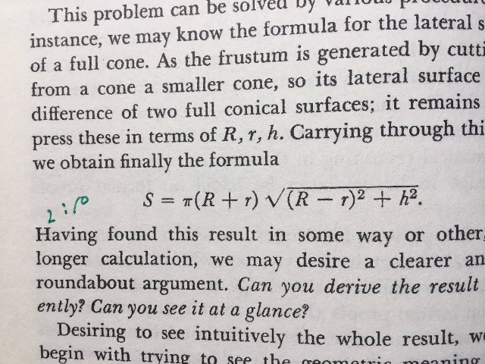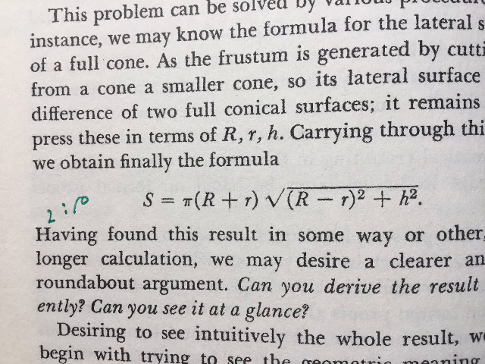Carrying through this idea, we obtained finally the formula S = π(R + r)√((R − r)² + h²). Having found this result in some way or other, after longer calculations, we may desire a clearer and less roundabout argument. Can you derive the result differently? Can you see it at a glance?